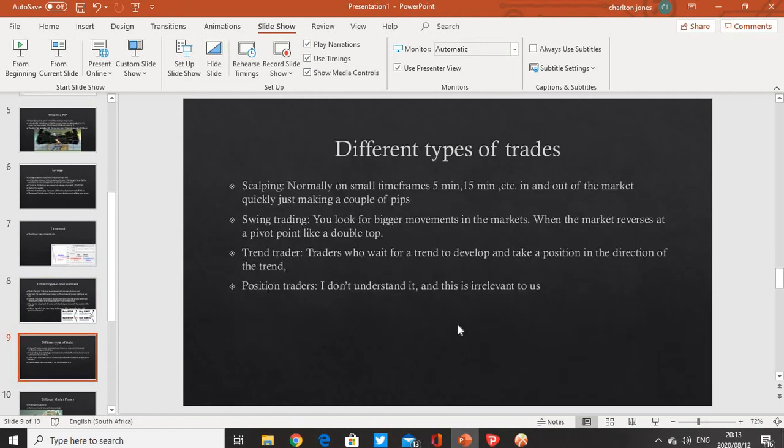So the different types of trades. You'll quickly see, if you type Forex on YouTube, people teaching you different trading methods. There's quite a few. The main ones are scalping. It's normally on smaller time frames like the 5 minute, the 15 minutes. It could be on the daily, but most scalpers use small time frames. So you get in and out of the market quite quickly, just making a couple of pips. So small positions.